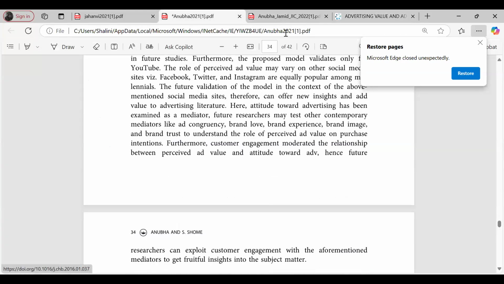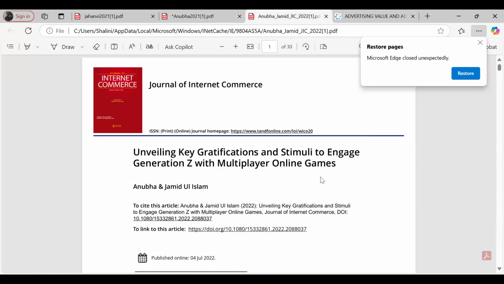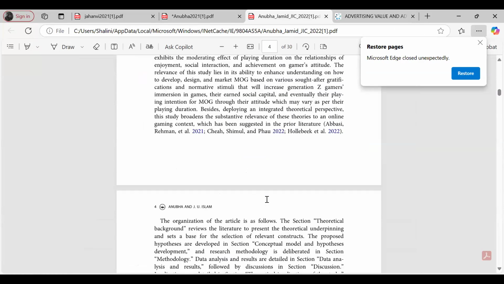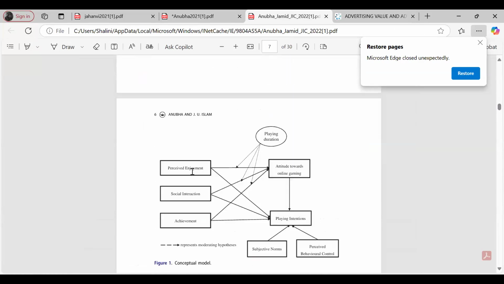Now, what you will have to do, let me show you in another paper also. Generation C with multiplier online games, key gratifications and stimuli. So here also we'll go to the RM section straight away. See, this is the model where it is shown that perceived enjoyment leads to attitude. Social interactions and achievement lead to attitude. Further, it leads to playing intentions, and these two also lead to playing intention.